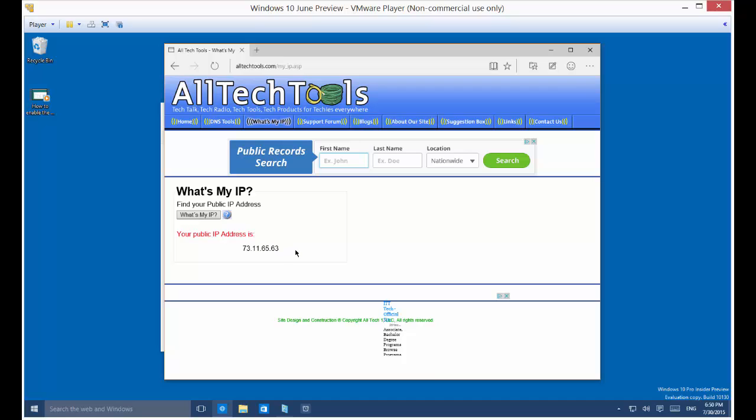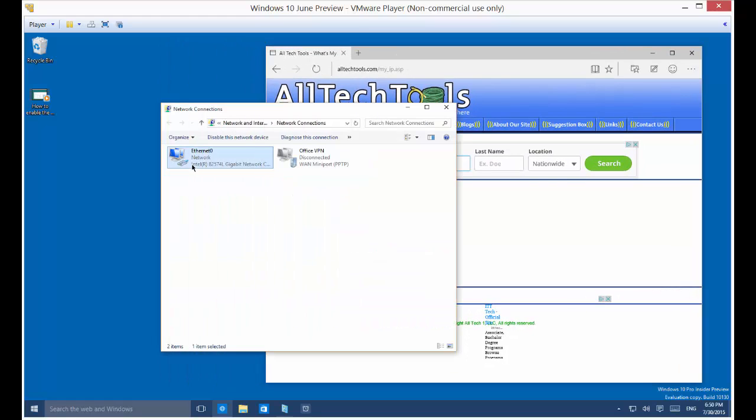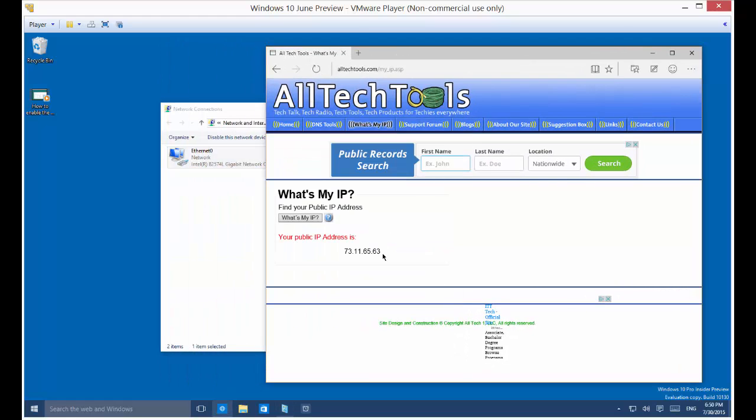So if there's a gaming site on the outside that says, hey, what's your IP address? You don't want to give them your 192.168 address. You want to give them this public address that's coming off of your router or firewall.